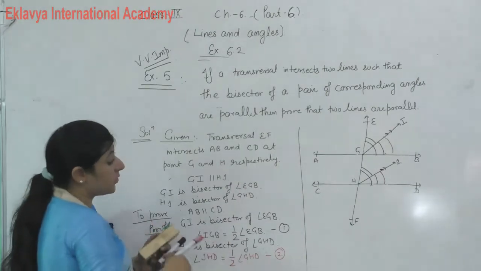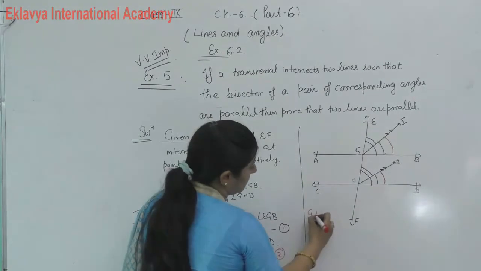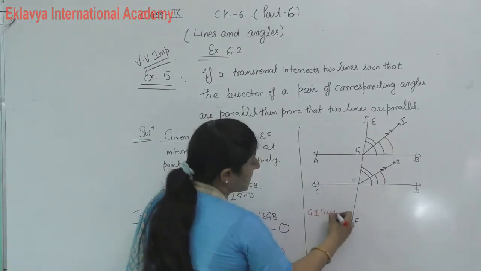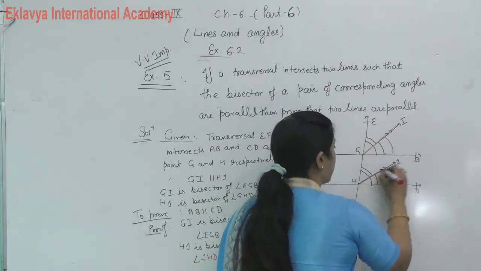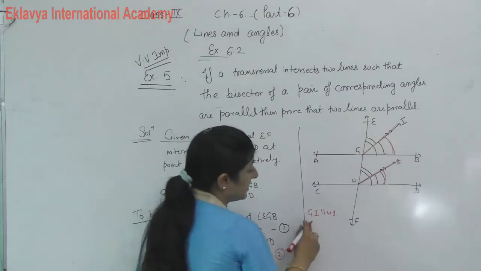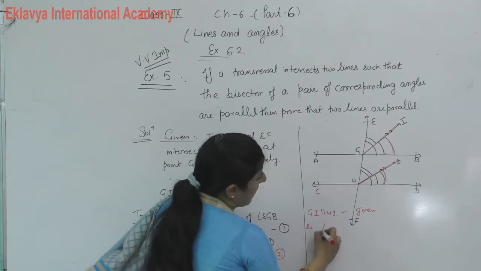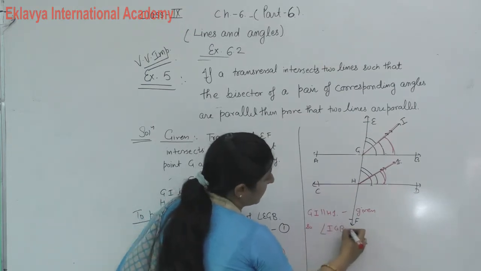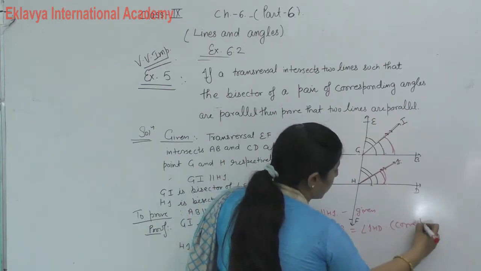It is given to you that GI is parallel to HJ. It means they are corresponding. These lines are parallel, so their corresponding angles are equal. GI parallel to HJ given, so angle IGB is equal to JHD. Reason is corresponding angle.